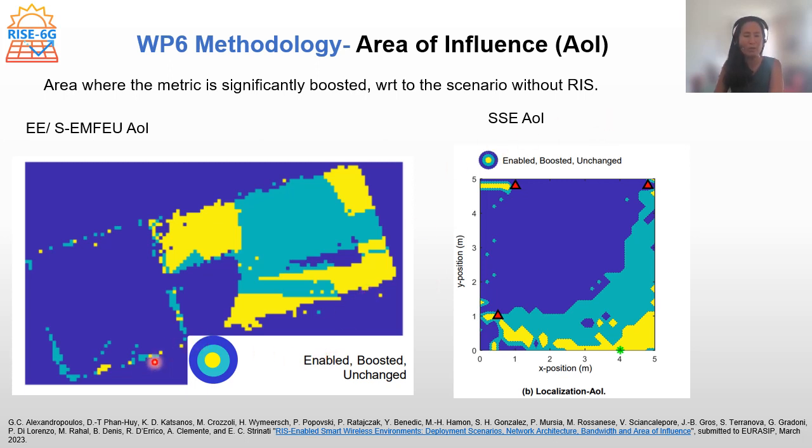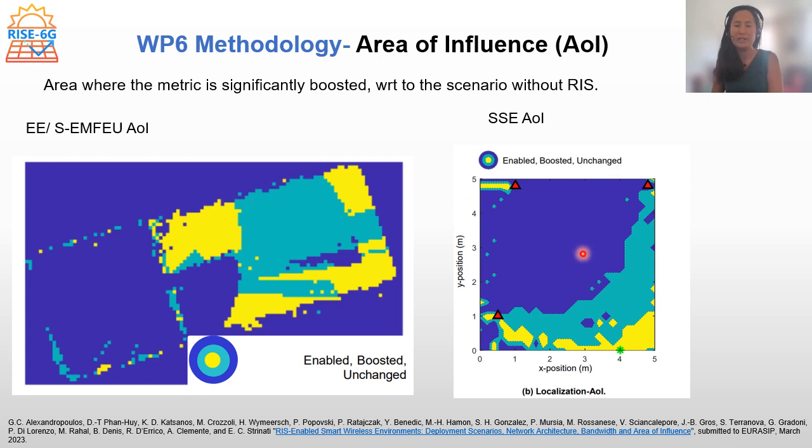In short, when you introduce a reconfigurable intelligent surface in this building, you manage to boost the energy efficiency or self-EMF exposure utility metrics in the light blue area. You manage to enable coverage in the yellow area, and in the dark blue area the RIS has no influence at all because it is too far or not illuminated enough by the source of power.